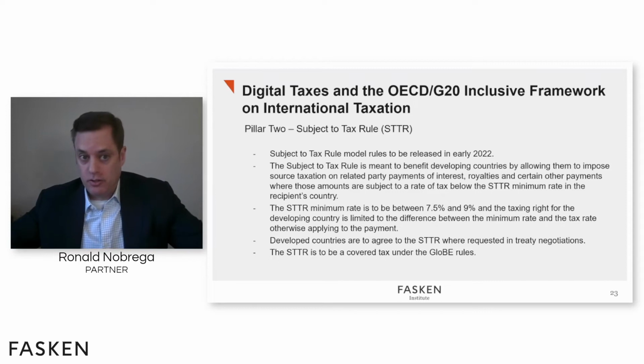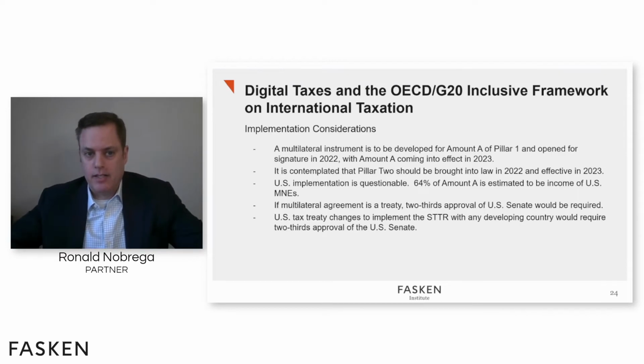So turning now to the next slide, I just want to go over some implementation concerns. These rules are planned to come into effect in 2023, so timing is very tight. A multilateral instrument for Amount A of Pillar 1 is to be available and ready for signature in mid-2022. Now, we haven't even seen the rules for that Amount A, so that's a very tight timeline. And it's contemplated that Pillar 2 would all take effect in 2023 with legislation implemented in 2022.